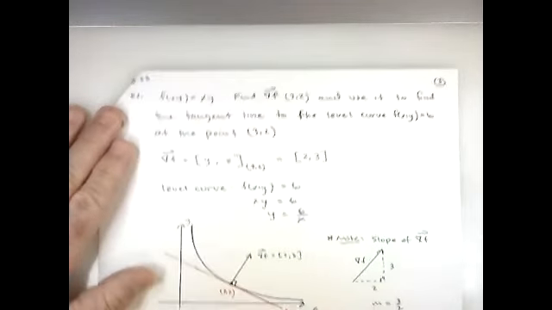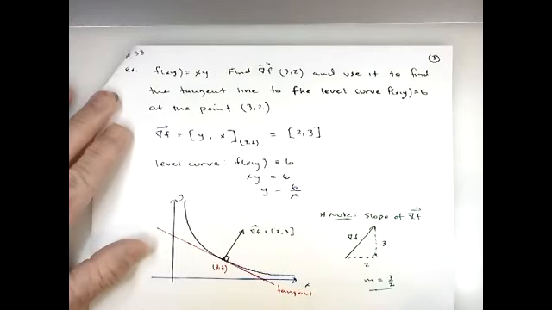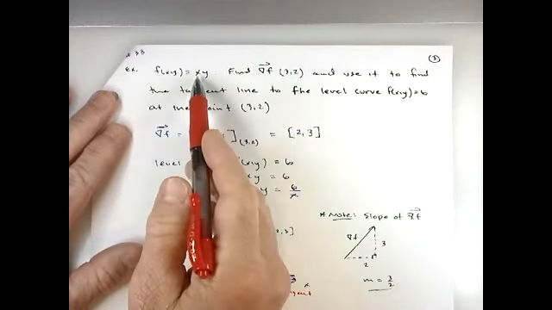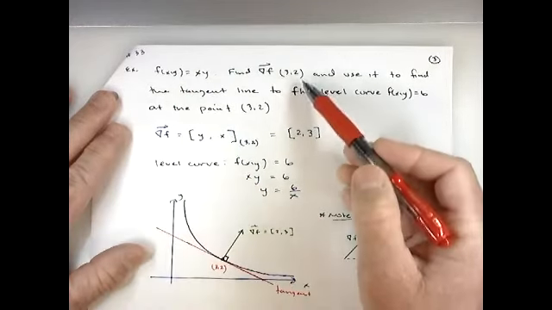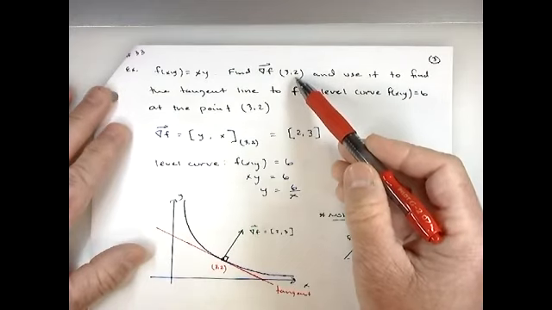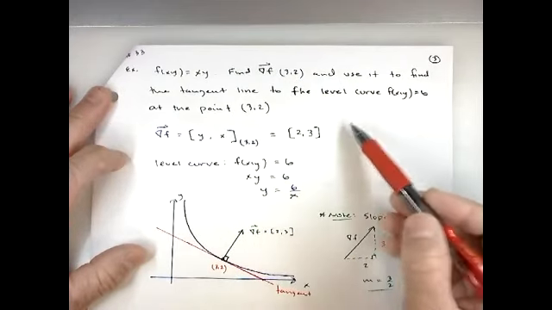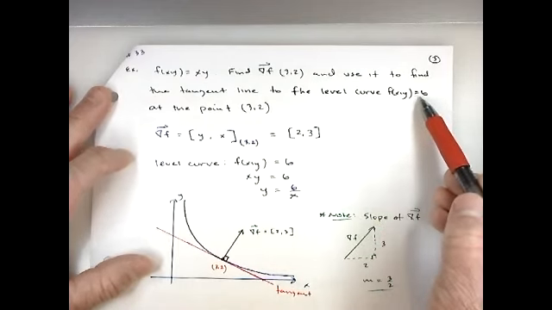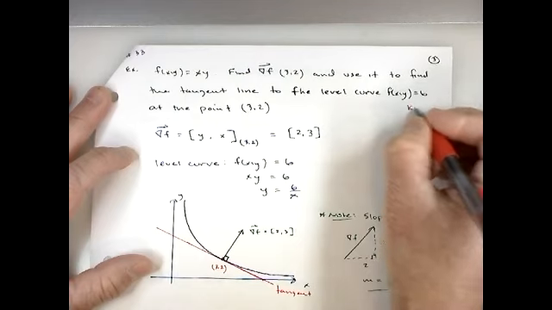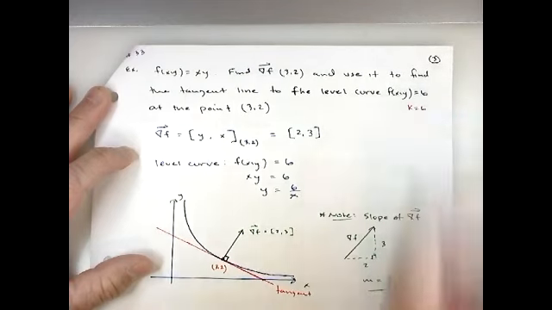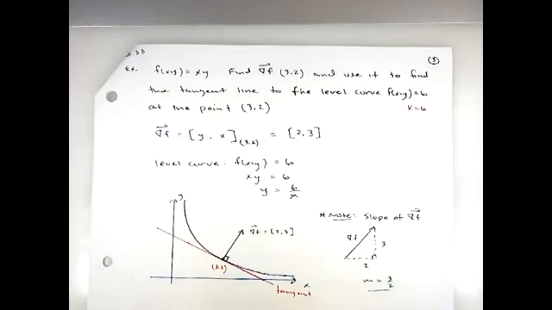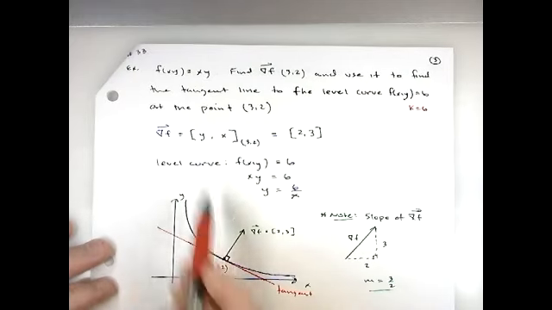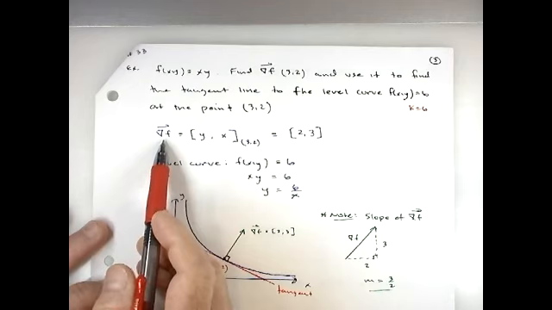So one example on that. This one's number 33 from our book in section 9.5. We've got a function f of x y equals xy. We want to find the gradient at 3, 2, and use it to find the equation of the tangent line to the level curve f of x y equals 6. That's like finding the level curve for k equals 6, in the notation we were using earlier, at the point 3, 2. Okay, so I'd calculate my gradient.